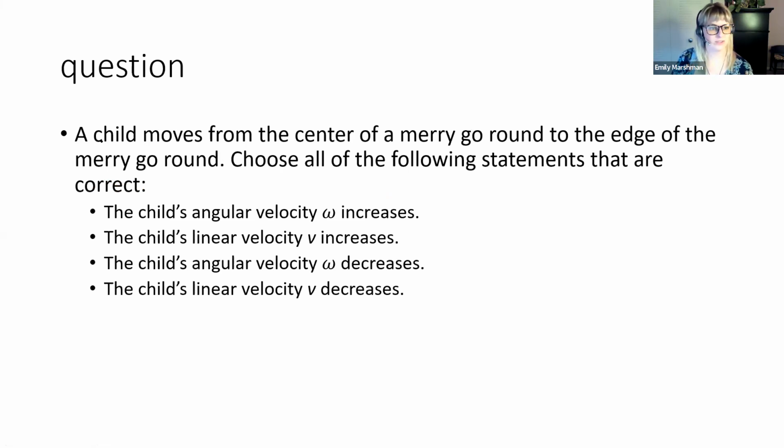Another question for you. Choose all the following statements that are correct. A child moves from the center of a merry-go-round to the edge of the merry-go-round. What happens? Does the angular velocity increase? Sometimes I say angular velocity, sometimes I say rotational velocity. It means the same thing. Does the rotational velocity increase? Does linear velocity increase? Or does angular velocity decrease or linear velocity decrease? Think about each of these statements, decide which ones you think are true for this situation, pause the video, and then come back when you're ready.